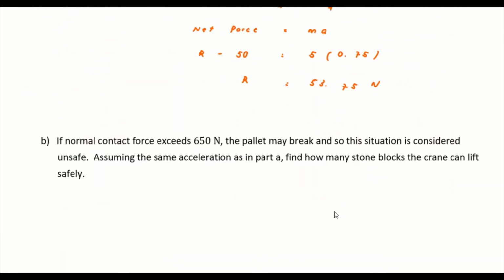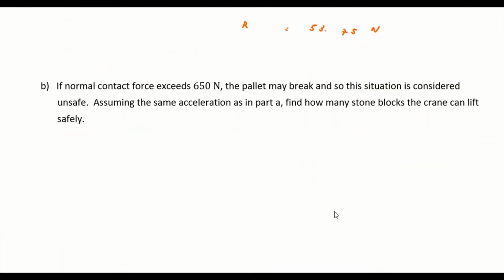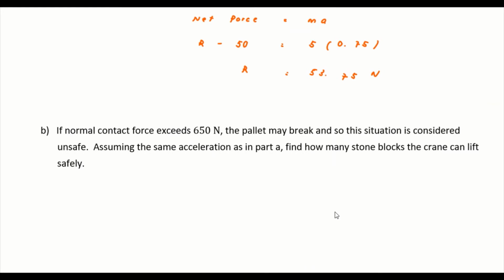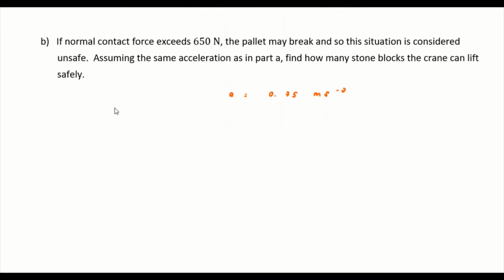Now part B: if the normal contact force exceeds 650 Newton, the pallet may break. So in this situation, it's considered unsafe. Assuming they have the same acceleration as in part A, which means the acceleration here is going to be 0.75 as well, find how many stone blocks the crane can lift safely. In this case, let's just draw the pallet.